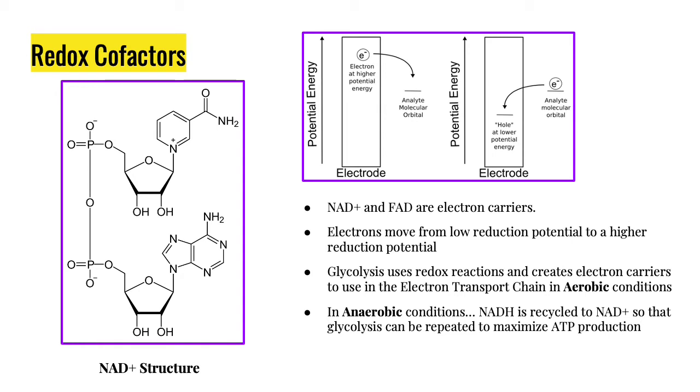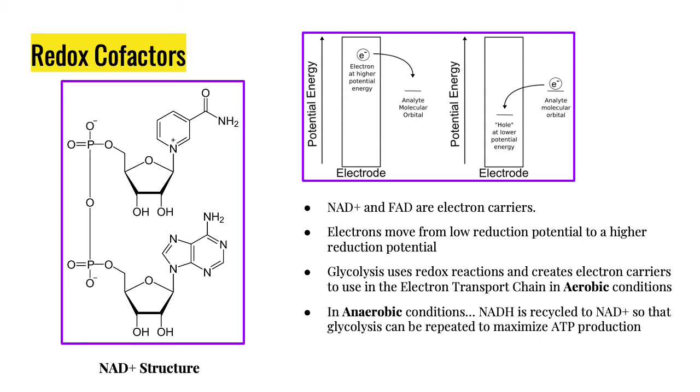NAD+ and FAD are both redox cofactors, which means they are helpful in redox reactions within biological systems, and they help the enzymes that undergo redox reactions. Therefore, they can be reduced to NADH and FADH2. Another interesting thing about these two is that they're electron carriers, and electron carrying is very important specifically in aerobic conditions. Electrons move from a low reduction potential to a higher reduction potential.